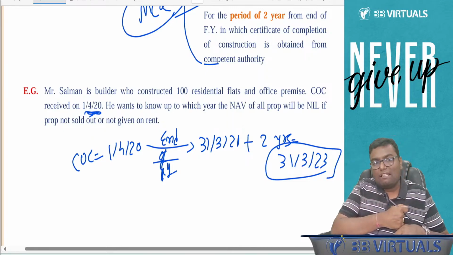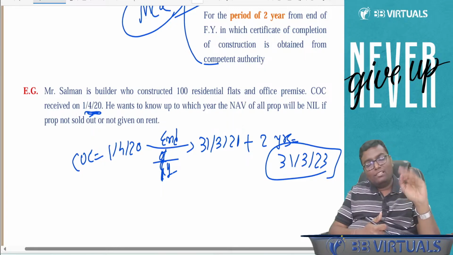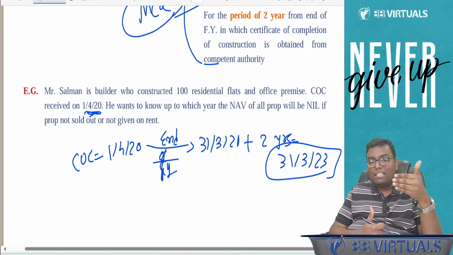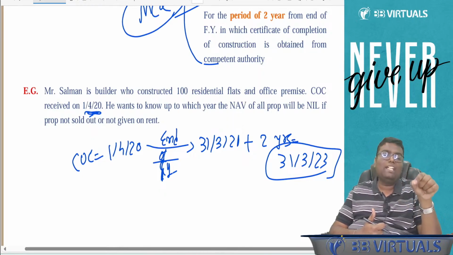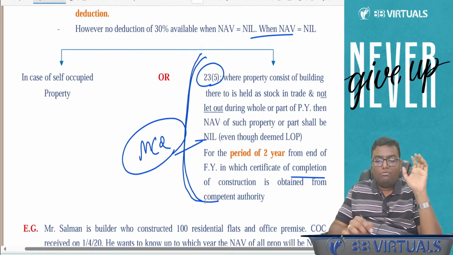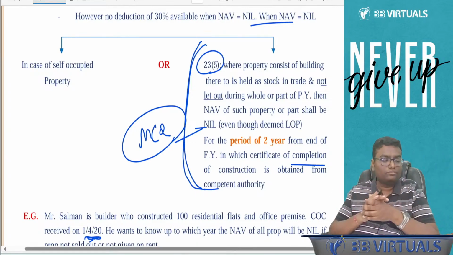If we closely see this example, Mr. Salman has got the benefit for 3 years. Because in the year in which COC is received, that year too you are anyways getting the benefit. After that, for another 2 years, you are getting the benefit. So here, Mr. Salman ultimately got the benefit for effectively 3 years. But what provision do you have to use while speaking, while applying? 2 years from the end of the financial year in which the certificate of completion is obtained from the competent authority. Please read this 23 subsection 5 once. This just can come as an MCQ. It can't be merged with any other particular question.